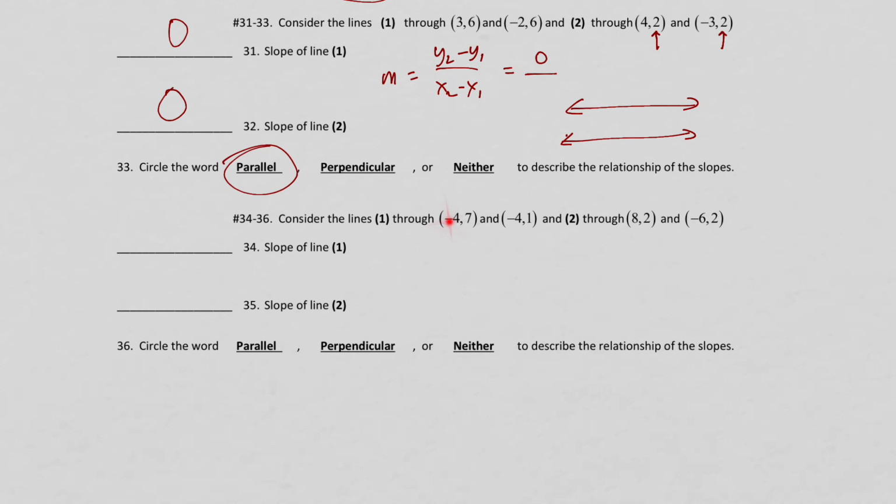On this problem, notice that the x values are the same, and the x values are on the bottom. When you subtract the same value, you get 0. Anything over 0 is undefined. On this problem, the y values are the same, and that's on top, so you have 0 over something, which is 0. So this is a vertical line. This is a horizontal line. These are perpendicular.